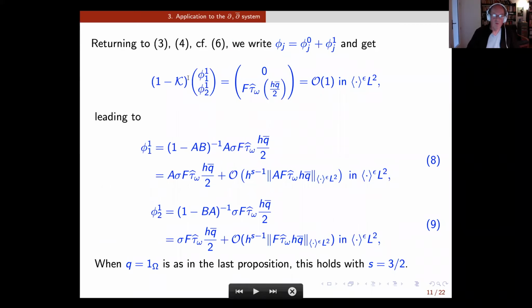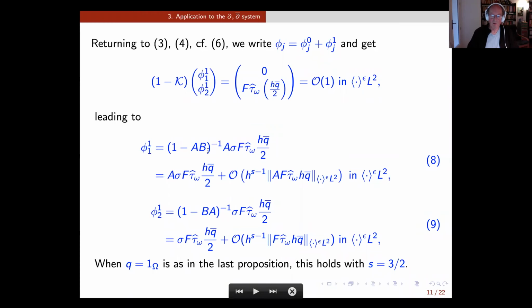And now we had the formula for the inverse of 1 minus K, which was on the diagonal. We had one matrix to the left, which was 1 minus AB inverse, and then 1 minus BA inverse at the other side, and then a matrix with 1 on the diagonal and A and B off the diagonal. So I apply that formula, and then I get the formula for the correction here.